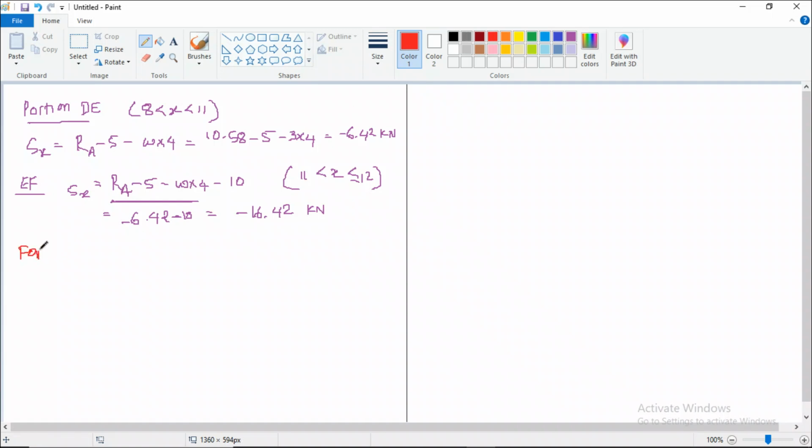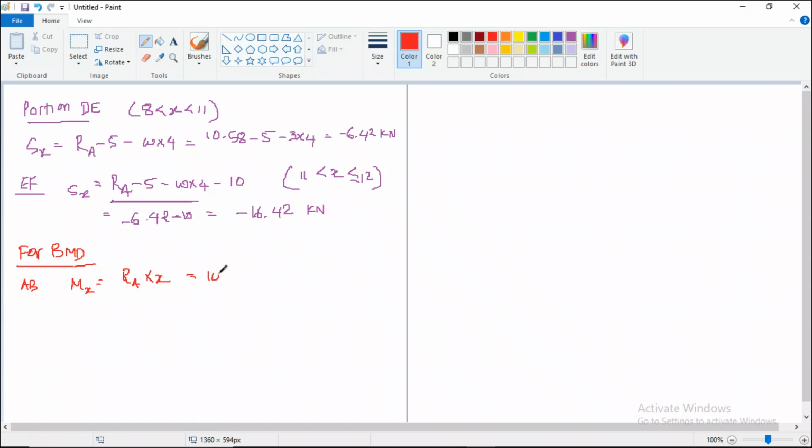So for the bending moment diagram, again we need to divide it into AB first. The range will remain the same, that is 0 ≤ x ≤ 3. So Mx will be equal to force multiplied by distance in the portion AB. If you see the portion AB, you have only one force, that is Ra, multiplied by the section distance x.